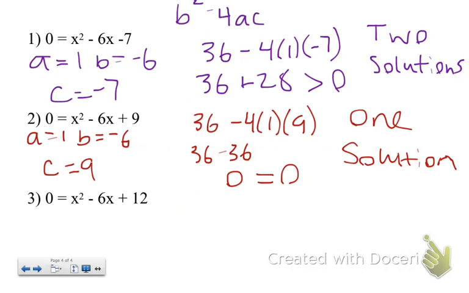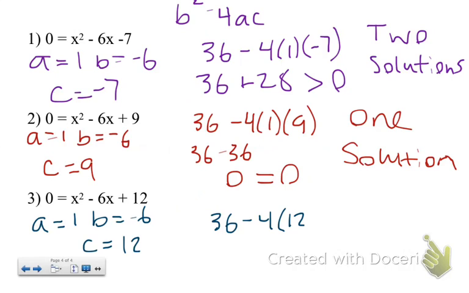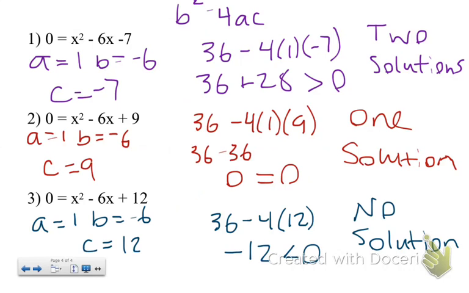Okay. And then for example 3, again, a is 1, b is negative 6, and c is 12. So we have 36 minus 4 times 12. 4 times 12 is 48. 36 minus 48 is going to be negative 12. So because it's less than 0, we have a negative number under the square root. It has no solution. And that's it for this section.